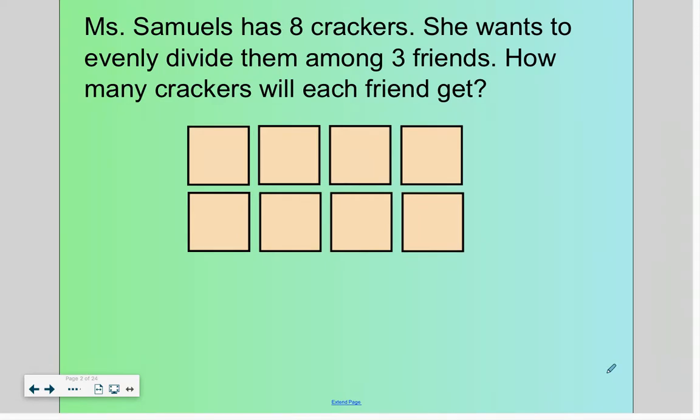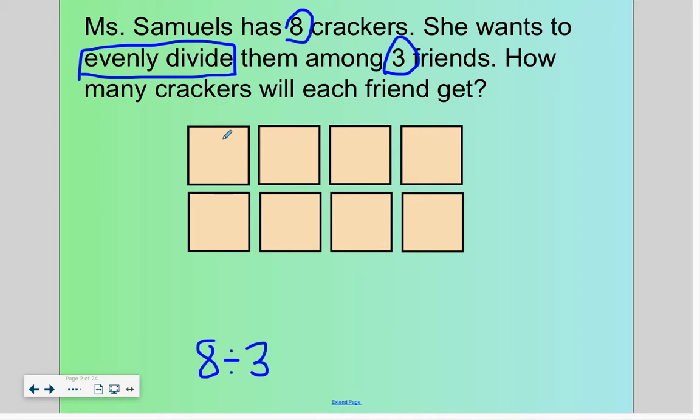Ms. Samuels has 8 crackers. She wants to evenly divide them among 3 friends. How many crackers will each friend get? So she has 8 total crackers that she wants to evenly divide among 3 friends. That's letting me know that this is 8 divided by 3.